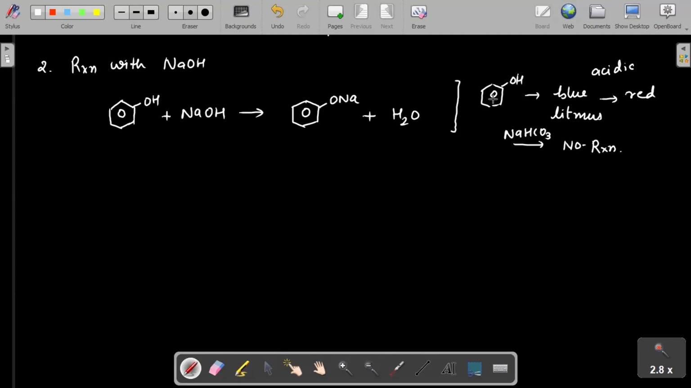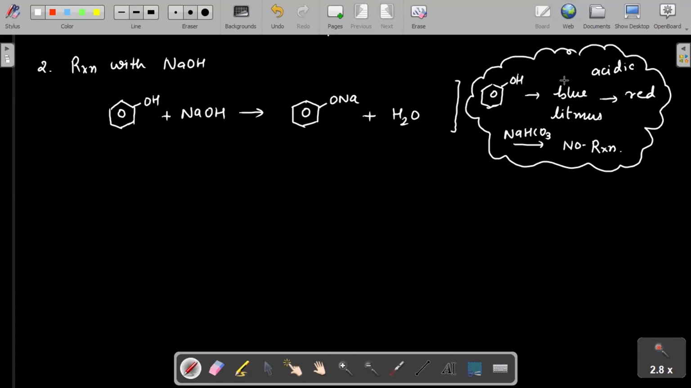So how do we see the acidity of phenol? Phenol is acidic enough to change the blue litmus to red, but it's not so acidic that it reacts with sodium bicarbonate. If you compare the acidic nature of phenol with carboxylic acid, then it is a weak acid, much weaker compared to carboxylic acid. This we have to remember as a note. Suppose a question comes: how will you distinguish between phenol and carboxylic acid? You can consider this as a chemical test: phenol does not react with sodium bicarbonate, but carboxylic acid does to produce carbon dioxide gas.